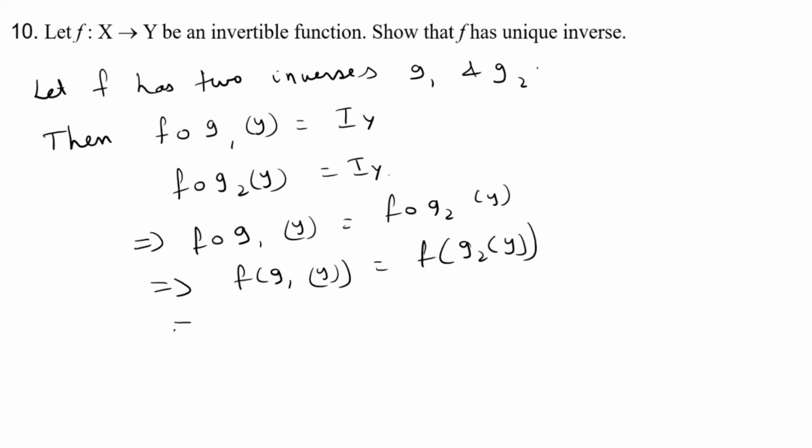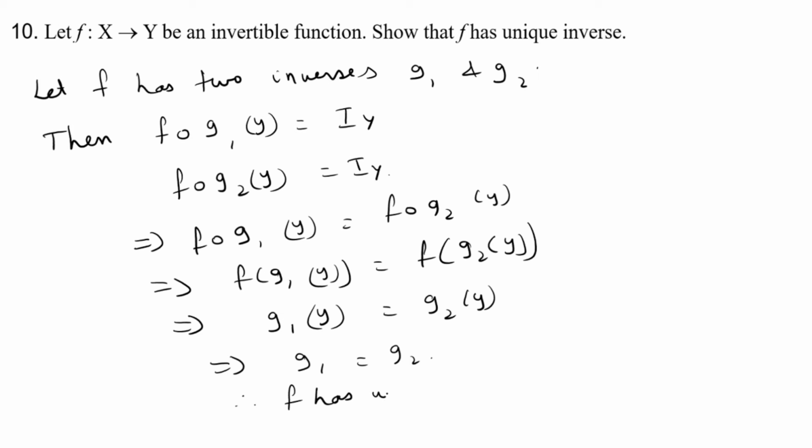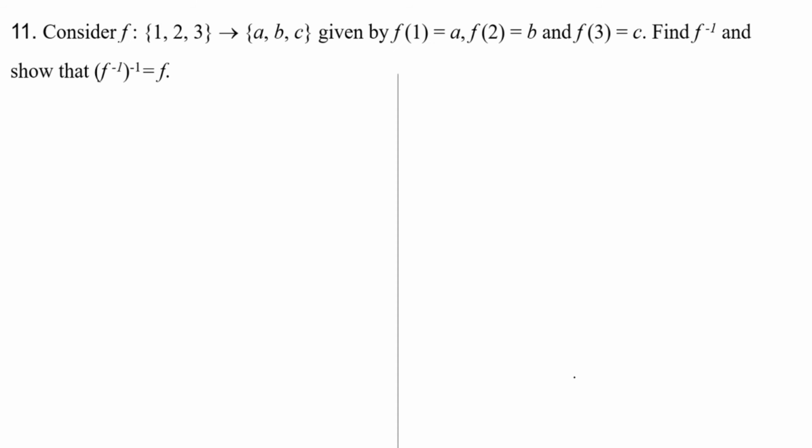So which implies g1 of y is equal to g2 of y. So this implies g1 is equal to g2. Therefore, F has a unique inverse. So, if F is an invertible function, then it has got a unique inverse.